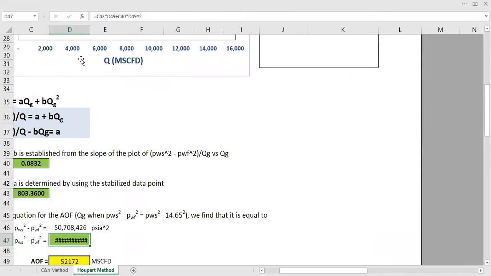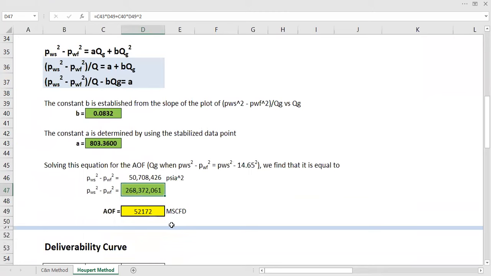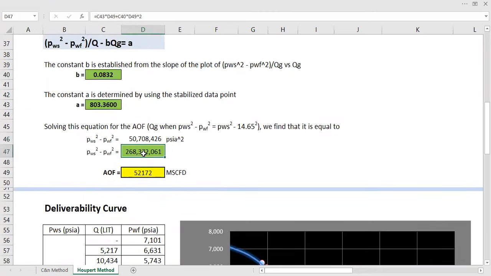Okay, but make sure that the value here and there should be equal. And we can achieve that by using iteration by changing this one, the absolute open flow. So at this time, this AOF is still wrong, and we will do iteration in such a way that this one should be the same as this one. So in other words, we want to find the absolute open flow. Okay, and we can do that by using what-if analysis. Okay, here.